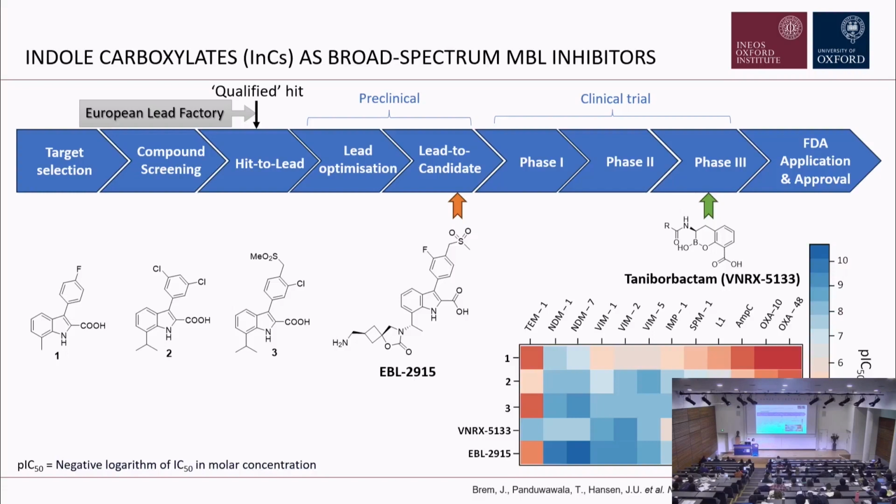by Professor Schofield's group, the indole carboxylate was further developed to get the molecule EBL2915, which is currently in the lead to candidate stage. The compound EBL2915 showed better inhibition potency against different clinically relevant MBLs in comparison to taniborbactam, which can be seen from this pIC50 color chart, where the pIC50 is the negative logarithm of IC50 in molar concentration. So higher pIC50 means better inhibition.